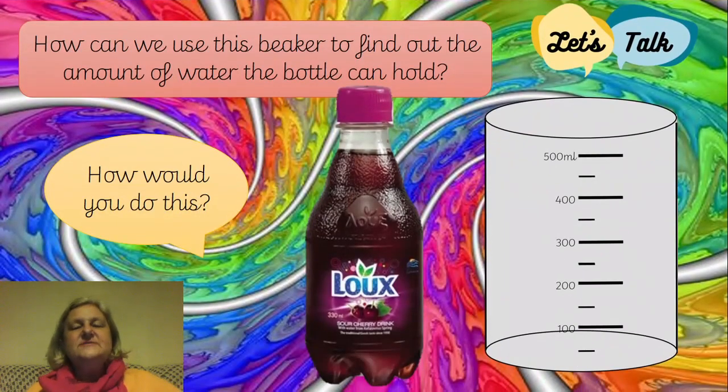So how can we use this beaker to find out the amount of water or the amount of juice the bottle can hold? We're not wanting to find out how much water or juice is in here. We're wanting to find out the amount of water the bottle can hold, which is slightly different to what we've been doing yesterday. So how would you do this? We've got a measuring beaker here to help you. What would you do and how would you do that? Have a little chat to somebody and be ready to restart.